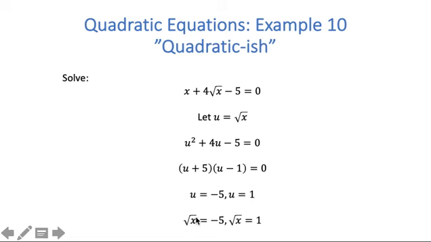So we have the square root of x is equal to negative 5, and the square root of x is equal to 1. And well, first of all, the square root of x cannot be equal to negative 5. Remember, the square root can't be negative. So the square root of x could be equal to 1, and in that case, x is equal to 1, and that's the only solution.